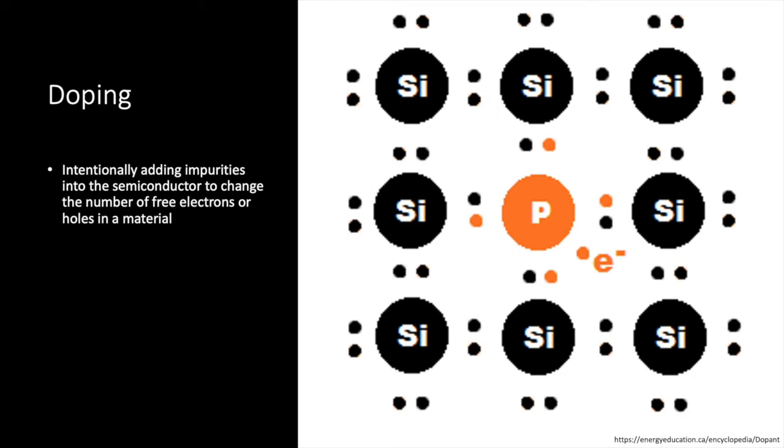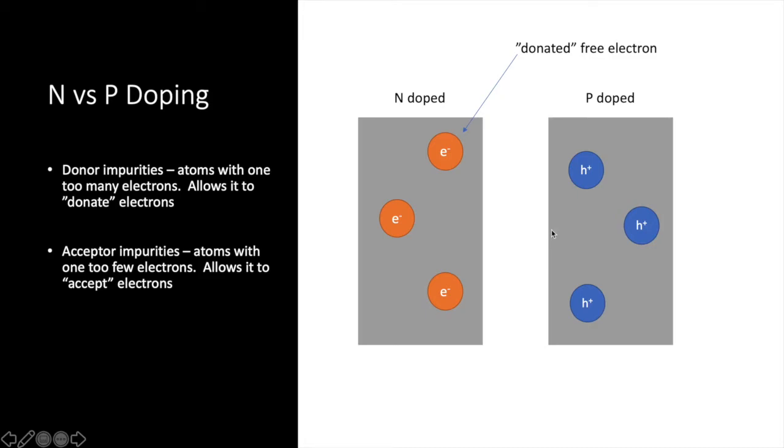It's also important to note that when this electron leaves from this site, it's going to leave the phosphorus positively charged. The phosphorus atom becomes an ion because it's neutral when it has 5 electrons, 5 negative charges surrounding it, but it's going to be positive when it only has 4 electrons surrounding it. So this is one type of doping called N-doping, and phosphorus can be called a donor impurity.